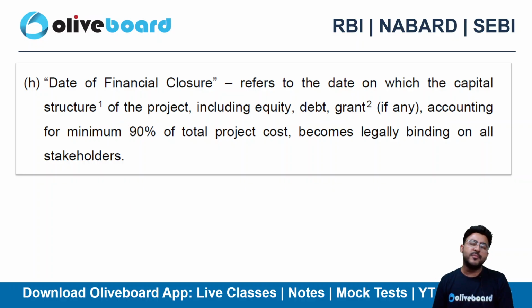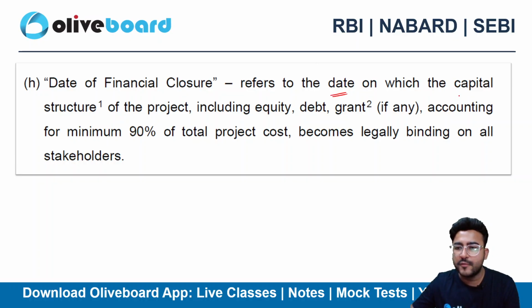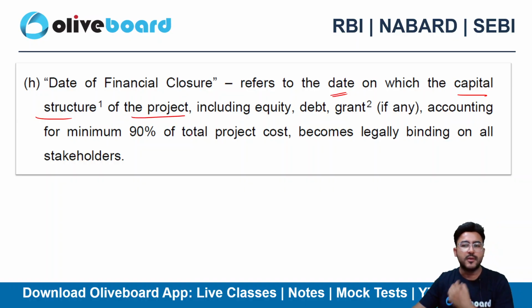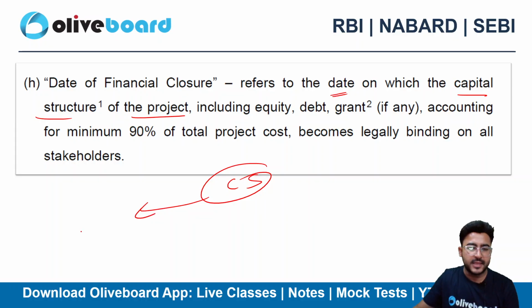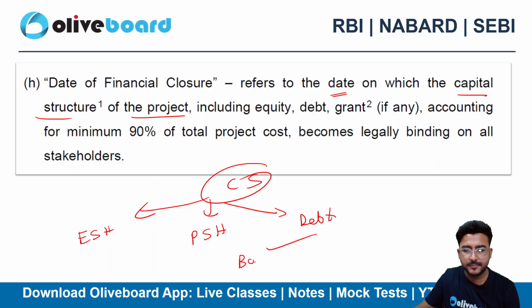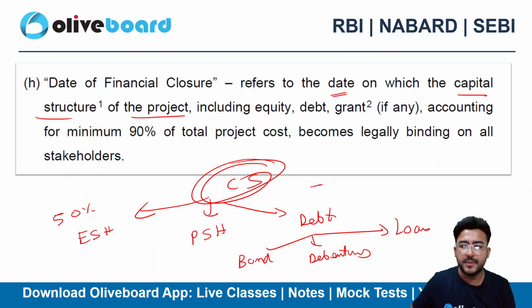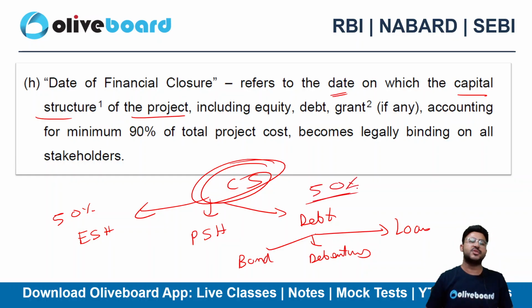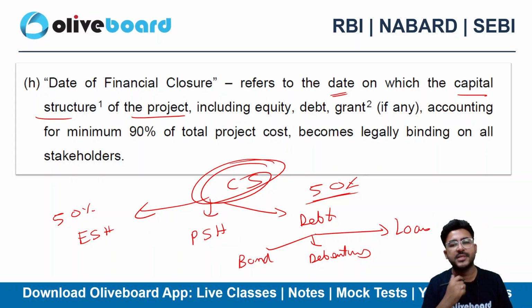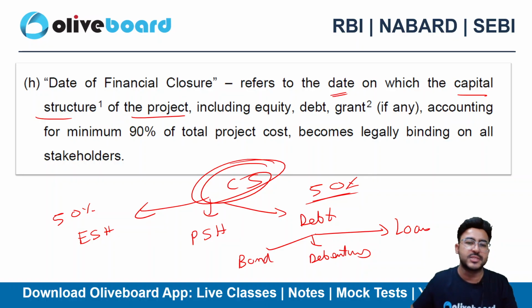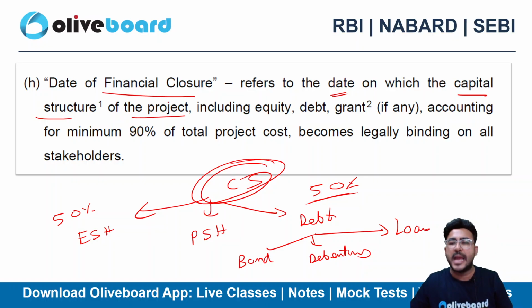Financial closure. Now what do you mean by financial closure? It refers to the date on which the capital structure of the project is finalized. Look, what is capital structure? How much I'm taking from the equity shareholders, how much from preference shareholders, how much debt I need, and in debt, how much via bonds, how much via debentures, how much via bank loans, right? This is nothing but capital structure. Let's suppose I have 50% equity, 50% debt, then that means my capital structure is 50-50. 50% is equity, 50% is debt, right? That's nothing but my capital structure. So financial closure means nothing but capital structure only.